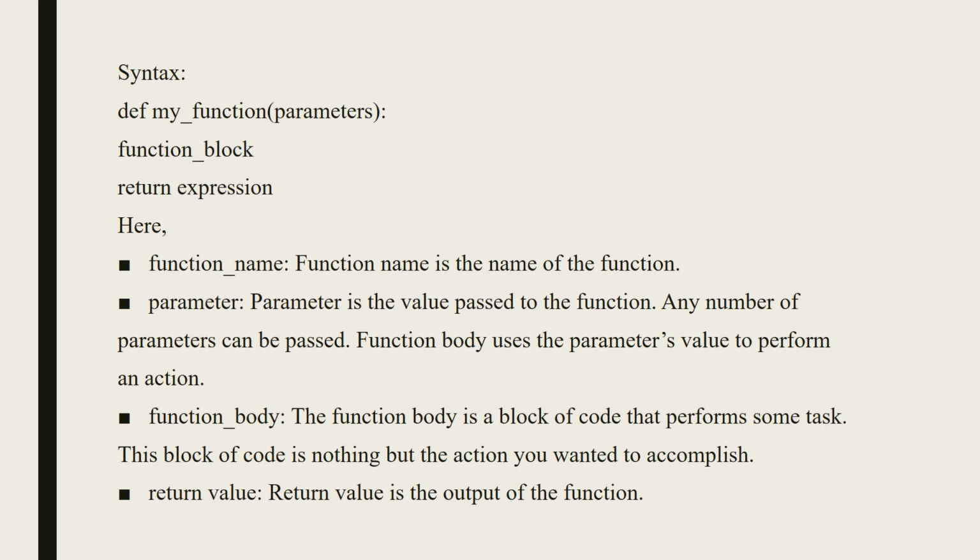This is the syntax of a function. def my_function(parameters): function block, return expression. So here function name is the name of the function. Parameters are the values passed to the function. Any number of parameters can be passed. Function body uses the parameter values to perform an action. Function body. The function body is a block of code that performs some task. This block of code is nothing but the action that you want to accomplish. Return value. Return value is the output of the function.